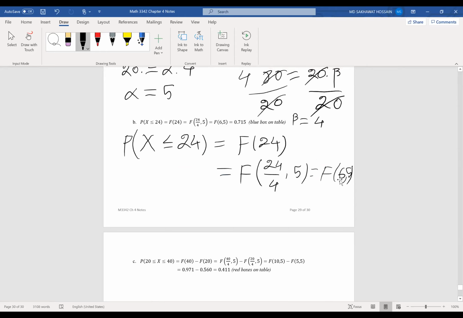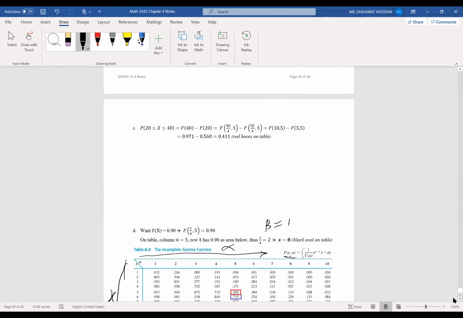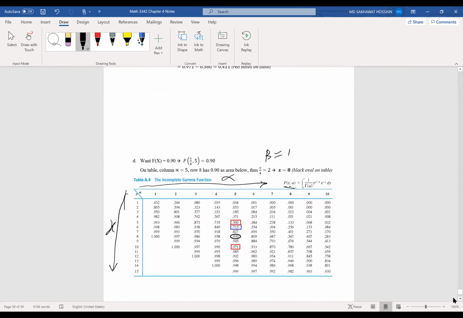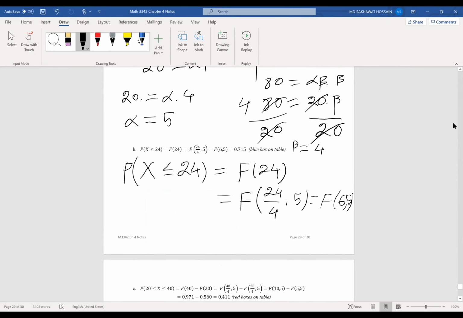Now we have to find the probability where the first number is 6 and the second number is 5. Go to the table, and along the column we have 6, and here we have 5. So the number will be this one, 0.715. So the probability is 0.715. Is it clear? Any question?